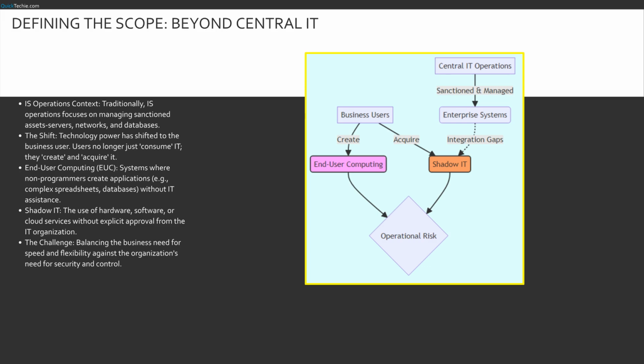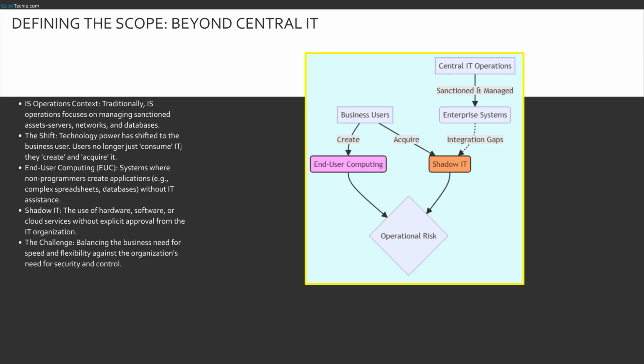Traditional IS operations focuses on the known environment, the servers we patch, the networks we monitor. But a massive portion of an organization's computing happens outside this perimeter. We are talking about two distinct but related phenomena. First, end-user computing, or EUC. This occurs when non-programmers build their own applications to solve problems. Think of a financial analyst building a massive macro-driven spreadsheet.